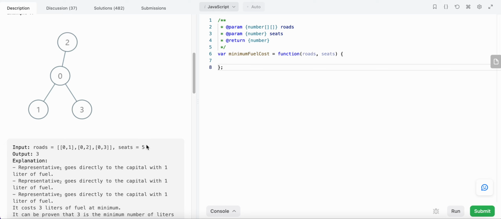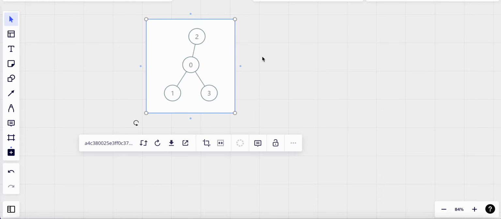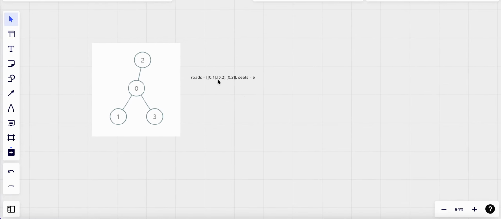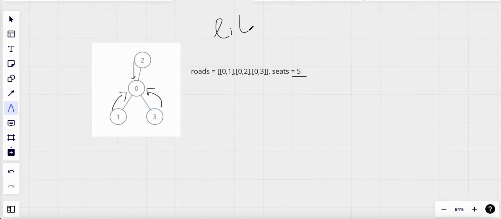Before that, let's look at this example. We are given the roads array which has these values, and the number of seats is equal to 5, and we have a total of 4 nodes, starting from 0 to n-1, that is 3. We need to get from all of the other nodes to the capital city, that is node 0. So how are we going to find the amount in liters to reach the capital city?